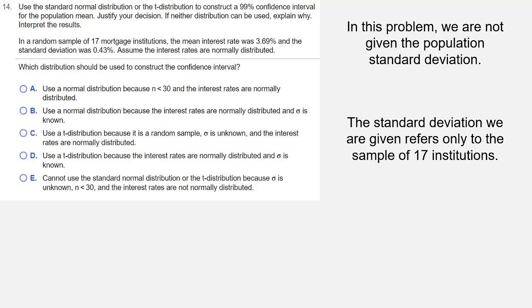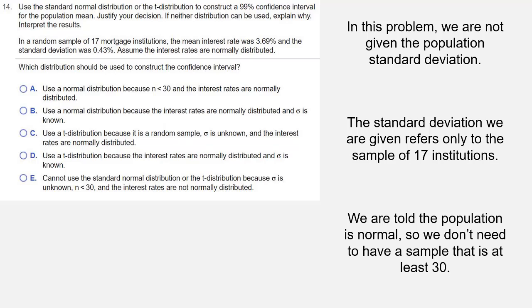The standard deviation we're given refers only to the sample of 17 institutions. However, we are told that this set of interest rates is a normally distributed population, so we don't need to have a sample that's at least 30. So our choice here is going to be choice C. Use a t-distribution because it's a random sample, sigma is unknown, and the interest rates are normally distributed.